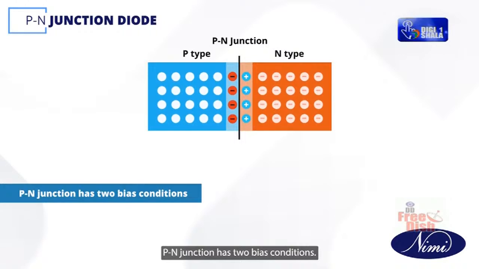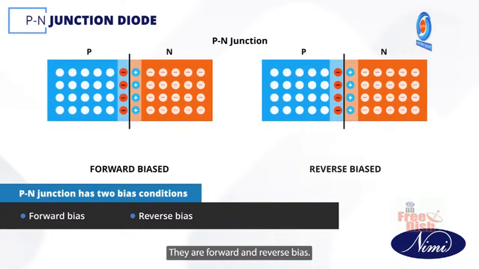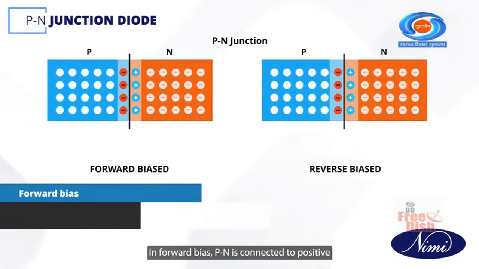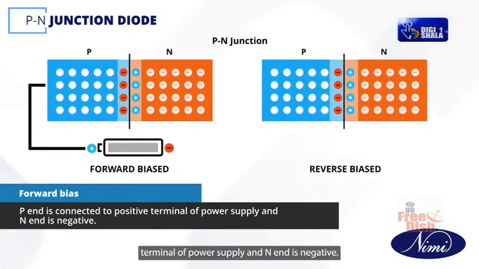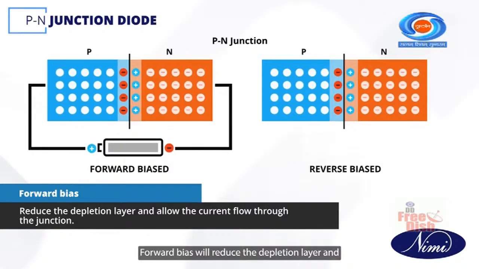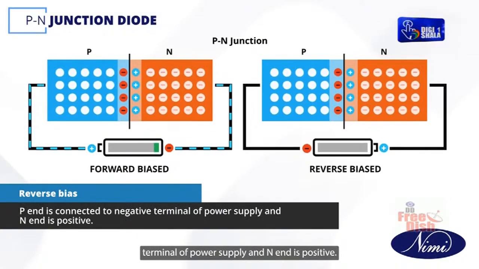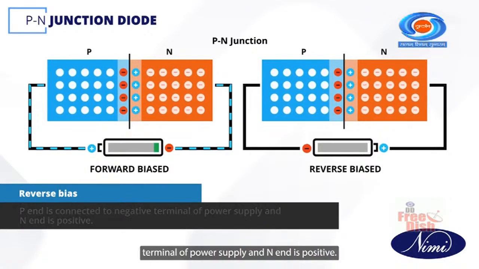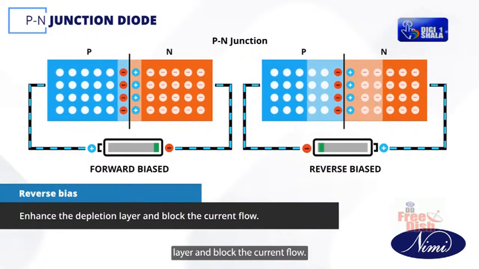PN junction has two bias conditions. They are forward and reverse bias. In forward bias, P is connected to the positive terminal of the power supply and N is negative. Forward bias will reduce the depletion layer and allow the current to flow through the junction. In reverse bias, the P-end is connected to the negative terminal of the power supply and the N-end is positive. Reverse bias will enhance the depletion layer and block the current flow.